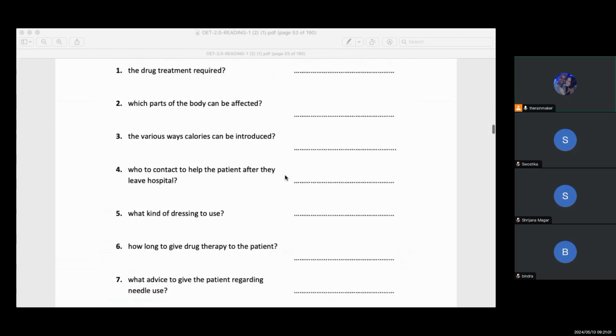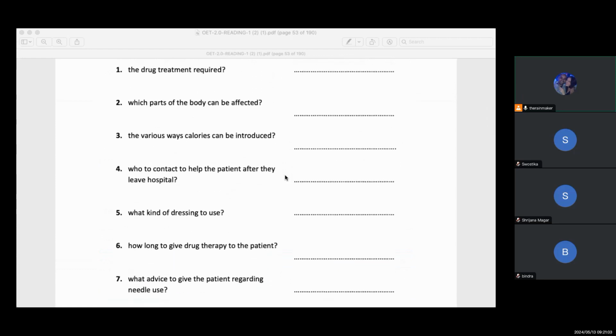So look at this. The first few questions are going to be location-based questions, right? Look at the first question: the drug treatment required. Where is it? In A, B, C, or D? B. Yeah, as soon as it says medication, it's in B, right? A doesn't talk about any medication. C doesn't talk about any medication. D doesn't talk about any medication. There's only one that is talking about medication, B, that's antibiotics, right?